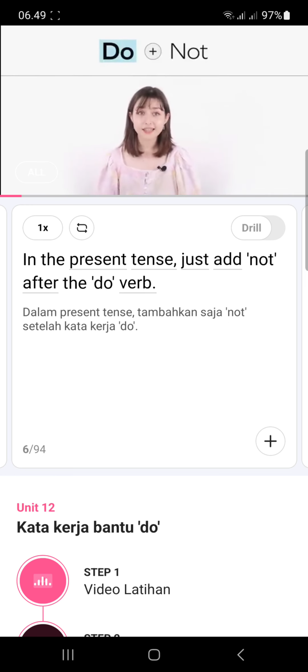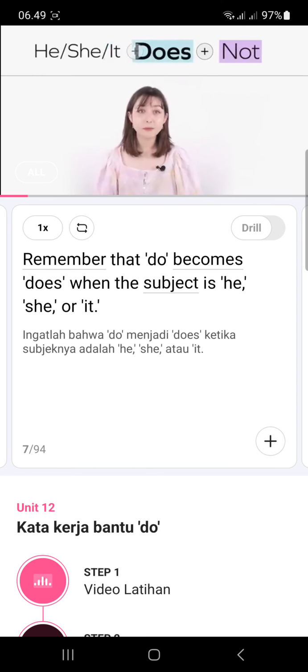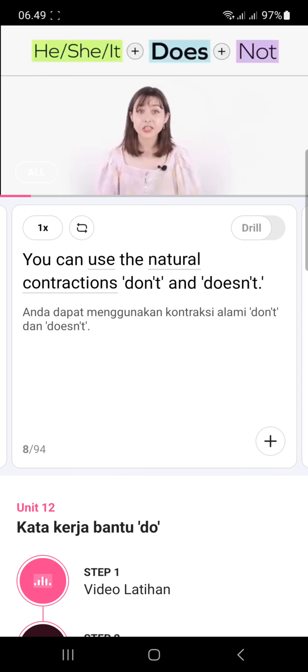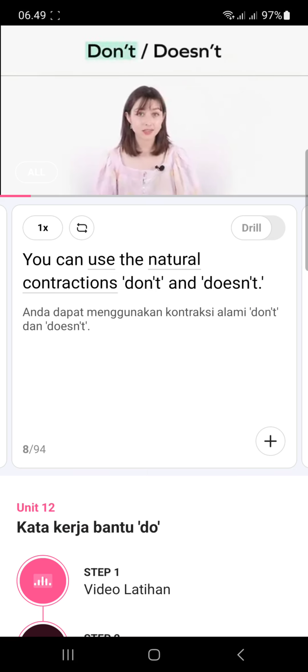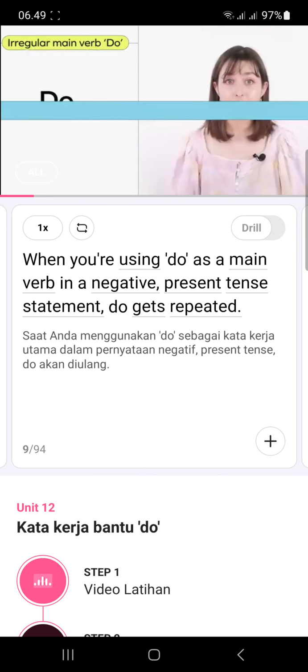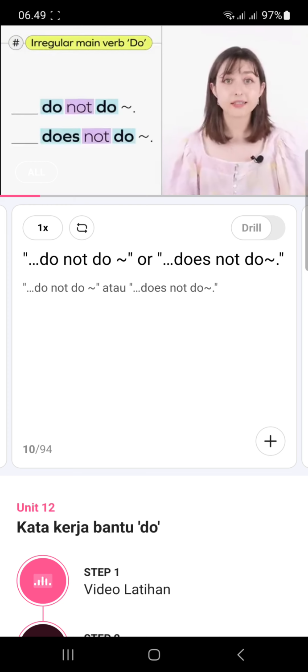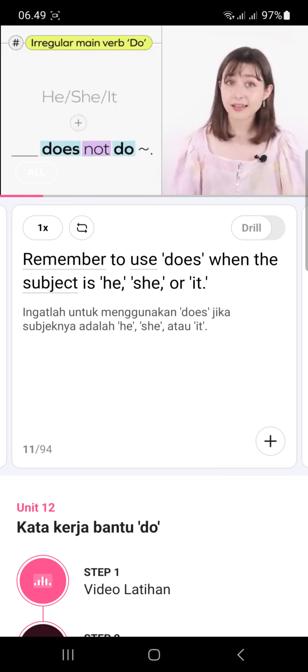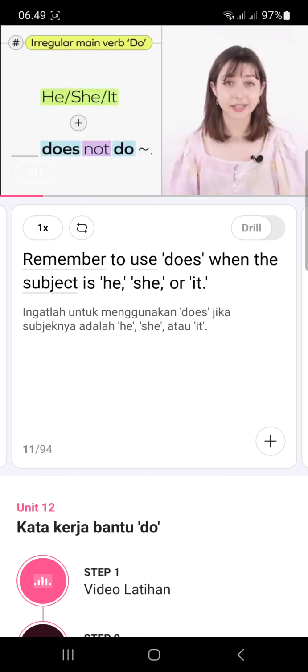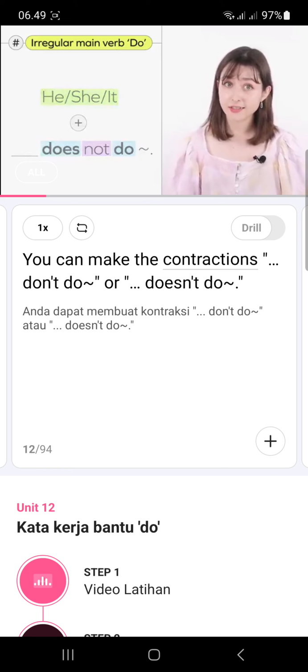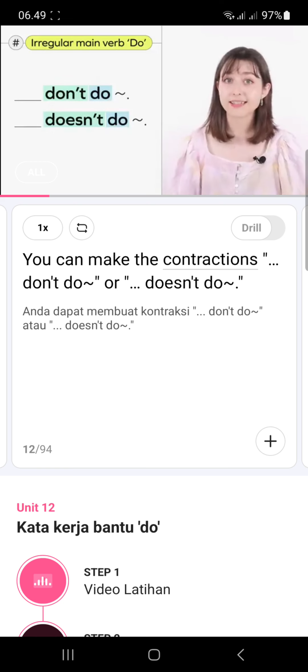In the present tense, just add not after the do verb. Remember that do becomes does when the subject is he, she, or it. You can use the natural contractions don't and doesn't. When you're using do as a main verb in a negative present tense statement, do gets repeated. Do not do or does not do. Remember to use does when the subject is he, she, or it. You can make the contractions don't do or doesn't do.